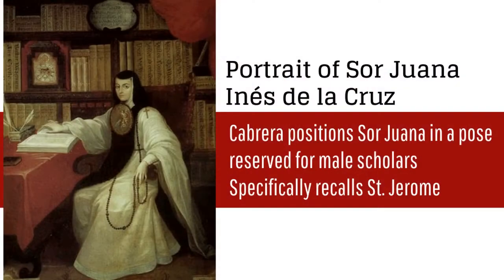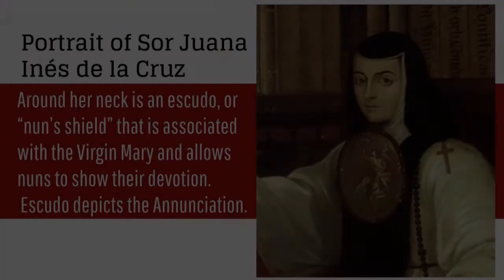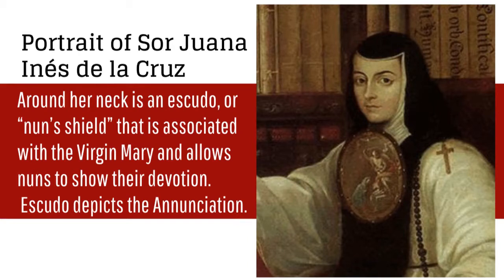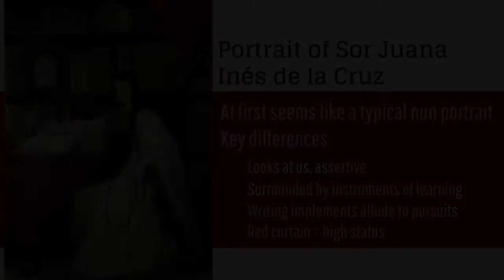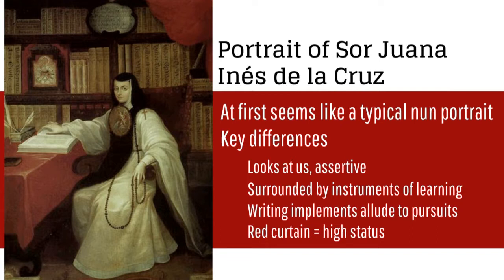She's portrayed as an intellectual surrounded by her books and writing at her desk. She is also portrayed as a religious figure. She's wearing the Hieronymite habit and the nun's badge around her neck, which is called an escudo. It's beneath her chin. She holds on to a rosary in her left hand while her right hand rests upon an open book. And although in many ways this is a typical portrait of a nun, there are some key differences. She's facing the viewer and gazing out with direct eye contact. She's also surrounded by instruments of learning and items like a red curtain, which demonstrate her high status.